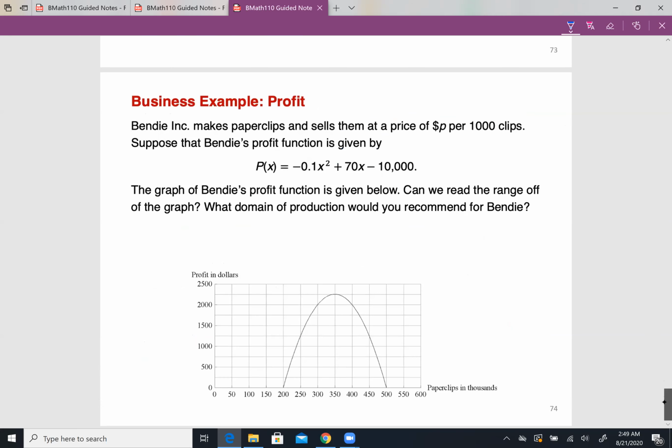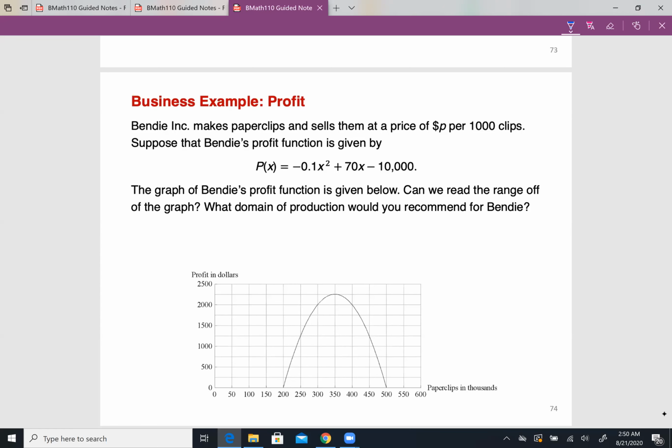So last one. Bendy Inc. makes paper clips and sells them at the price of $P per 1,000 clips. Suppose that Bendy's profit function is given by negative 0.1x squared plus 70x minus 10,000. The graph of Bendy's profit function is given below. Can we read the range of the graph? And what's the domain of production would you recommend?